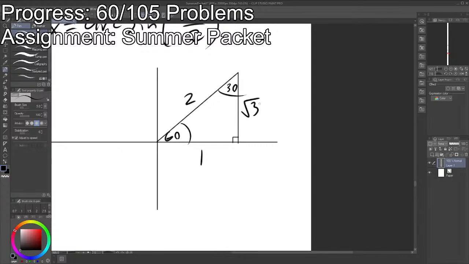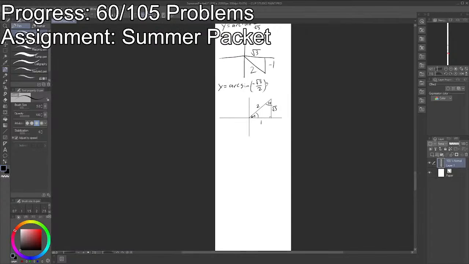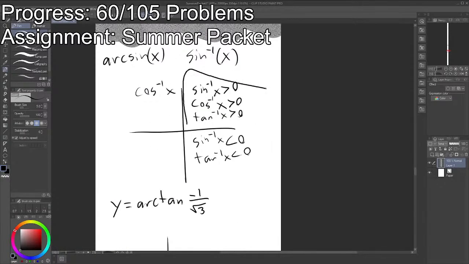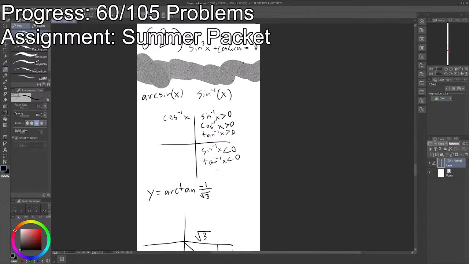What do they want? I'm doing it backwards. I'm getting the answer first and then I'm writing this down. What do they want me to do? They want me to look at this chart. I can do it like that. It's fine.